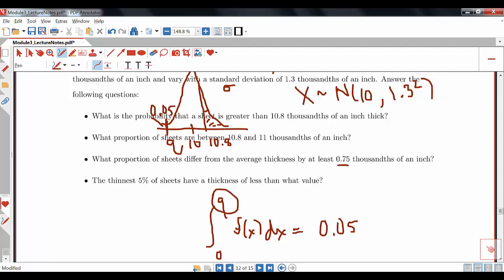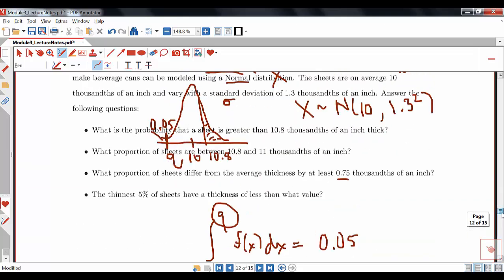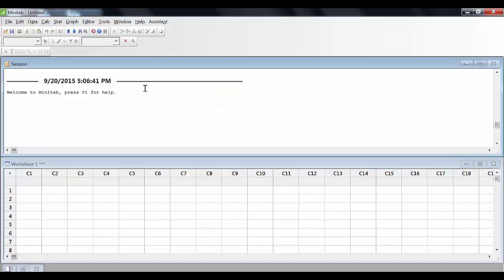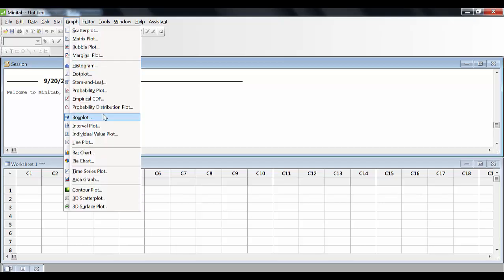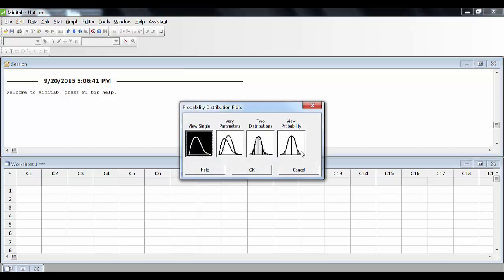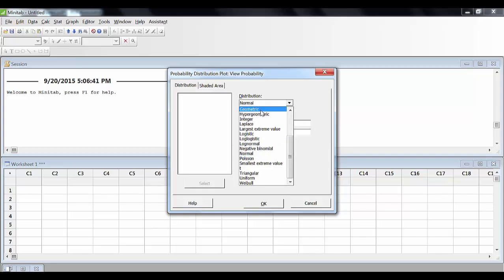Now going back, we could do all of this in Minitab, and I think that's the last thing I'll do, and we'll go on to the next example. So this is really, really nice. You want to make sure that you understand this. I go to Graph, and a very nice function is probability distribution plot. And I want to view a probability inside a curve, so I push view probability. It has all the standard distributions listed here, with normal being the most popular, so that's our default.